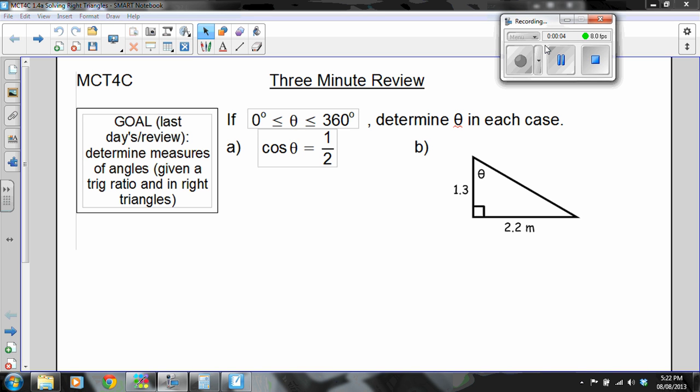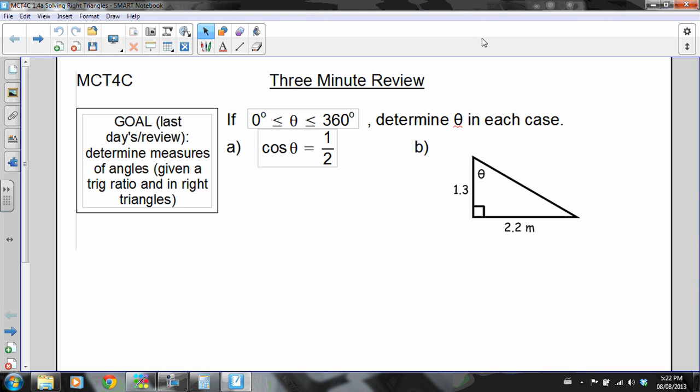MCT4C, this is lesson 1.4, part A, day 5. And the 3-minute review goal is to determine measures of angles given a trig ratio and in right triangles.